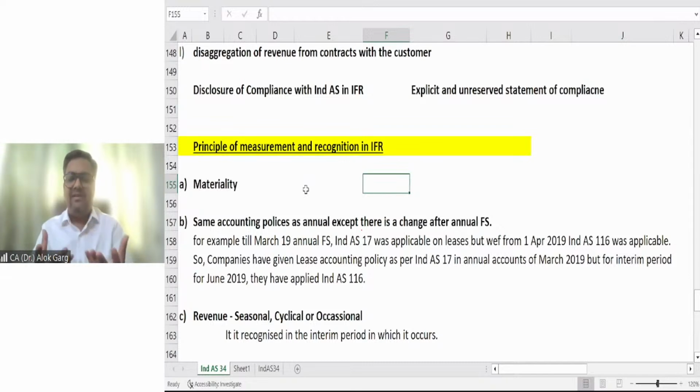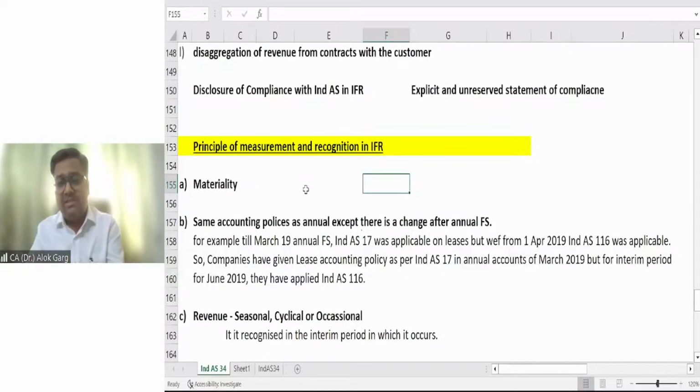Before giving the answer, I am asking all of you whether materiality needs to be seen on a quarterly basis. From the quarterly perspective means, for example, if the profit is 100 crore in a quarter and you are deciding whether that item is material or not material in that quarter, in that interim period, whether you need to see the numbers of that quarter for comparison or you need to see the numbers of the full year.